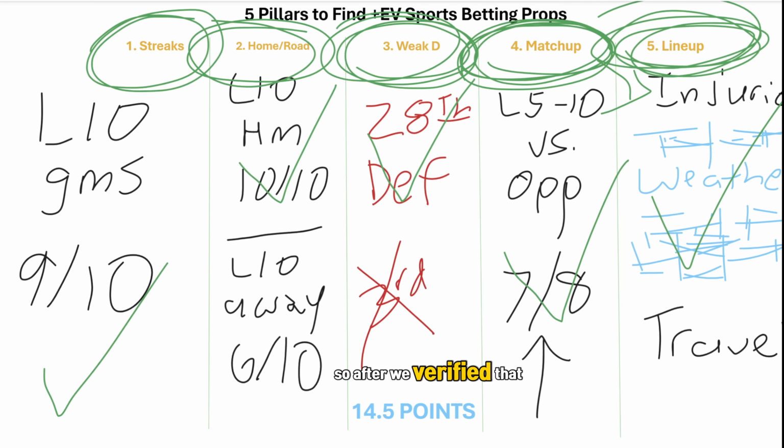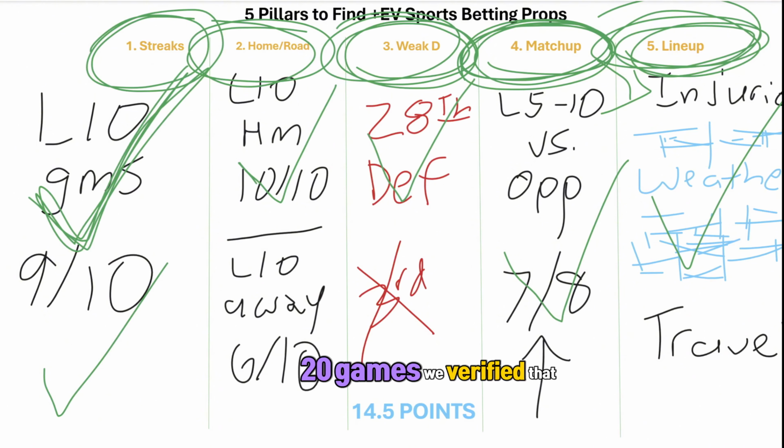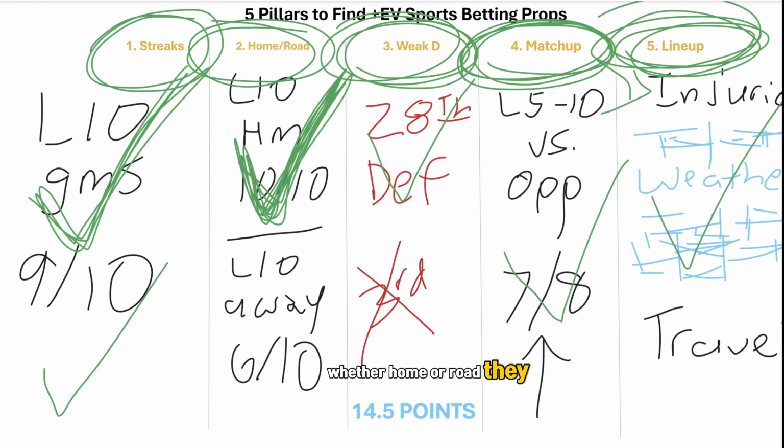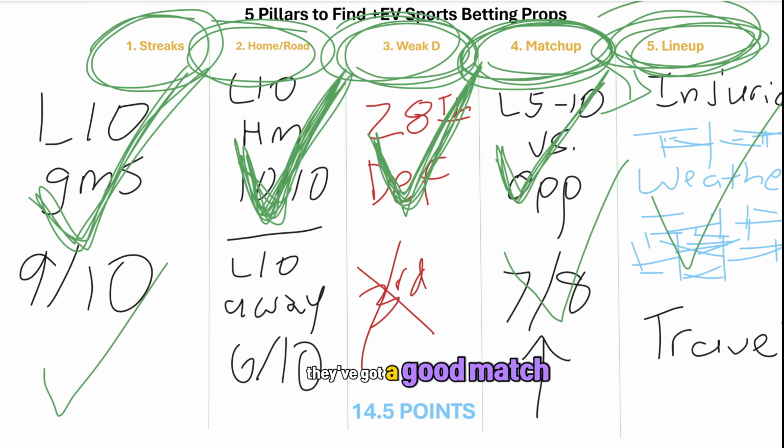So after we verified that this player has done it recently in the last 5, 10, 20 games, we verified that they're in a good spot, whether home or road, they play well there. We've identified a weak defensive matchup or a favorable defensive matchup on the team they're playing. We've verified that they've done it versus this opponent. They've got a good matchup history versus this opponent and have proved to have done it in the past.